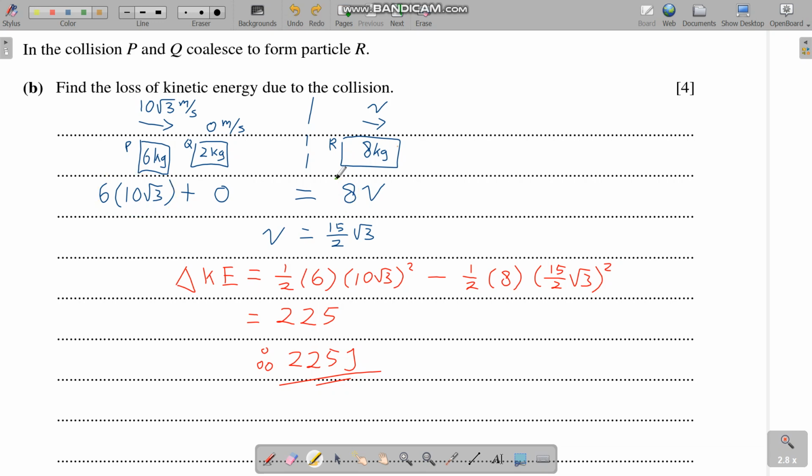The question is to find the loss in kinetic energy. The kinetic energy here must be bigger than this kinetic energy here. Kinetic energy is 1/2 mv squared. Before the collision, we only use this kinetic energy because the velocity is 0, so kinetic energy is 0 here. So 1/2, the mass is 6, the v is 10√3. After the collision, 1/2, the mass is 8, the v is 15/2√3. Use a calculator, we get the kinetic energy lost.